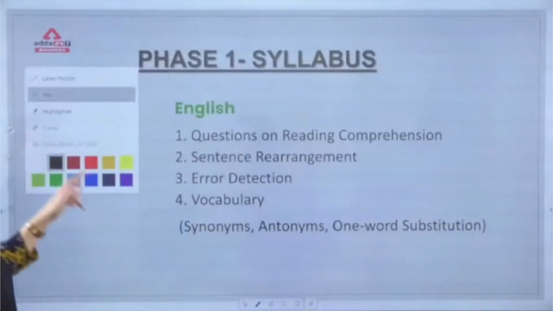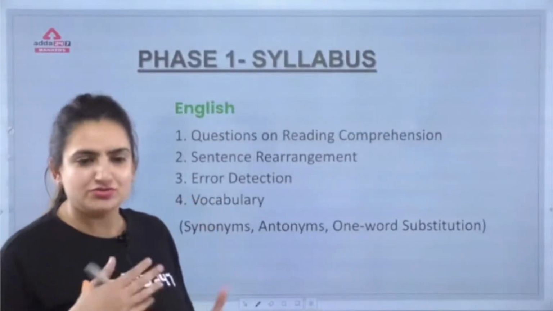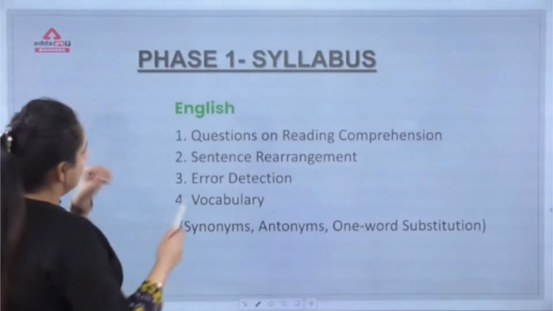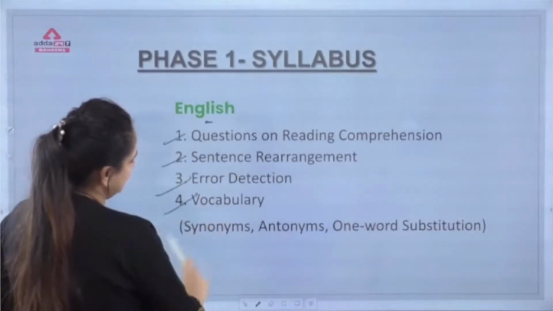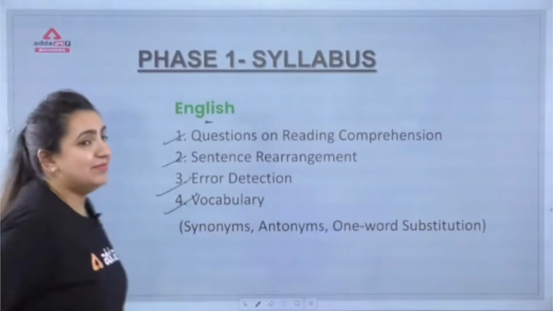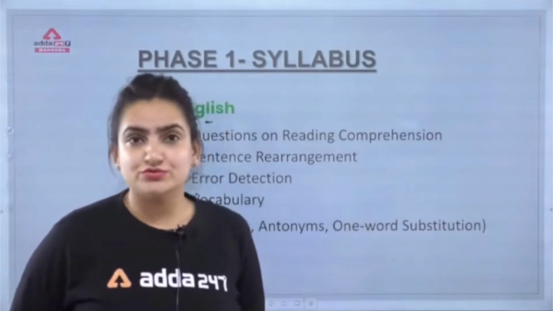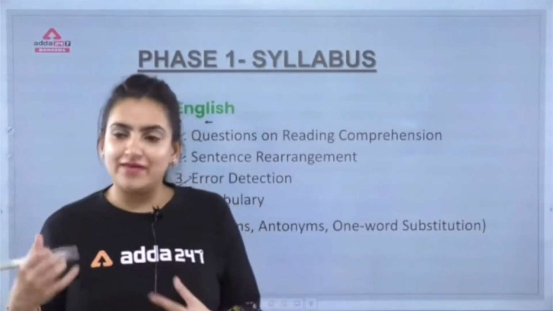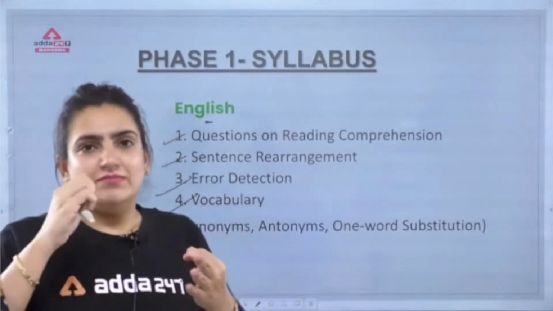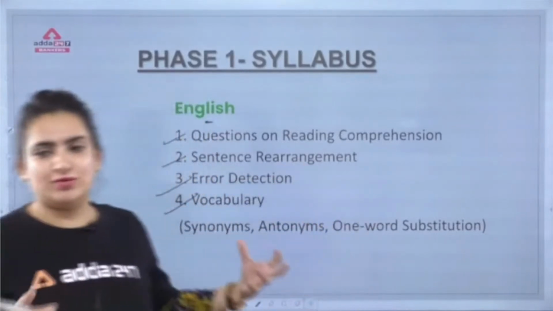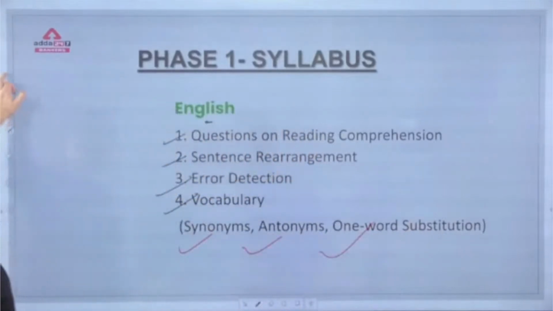Then we discussed the syllabus. This is just a quick revision before we move forward with the trend analysis, since we have already done a session on it. So the phase 1 English syllabus takes up questions on reading, sentence rearrangement, error detection, vocabulary. Now vocabulary not only stands for antonyms and synonyms, but also one word substitution. Many things come into the vocab part. Some clauses, fillers, phrasal verbs, idioms and phrases all stand for vocabulary, but herein we'll be focusing on synonyms, antonyms and one word substitutions.